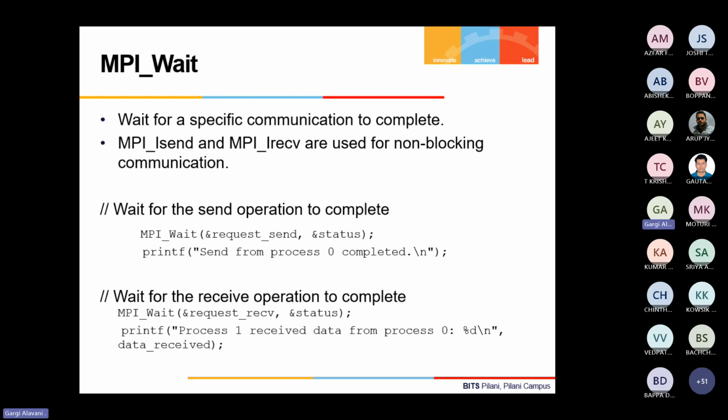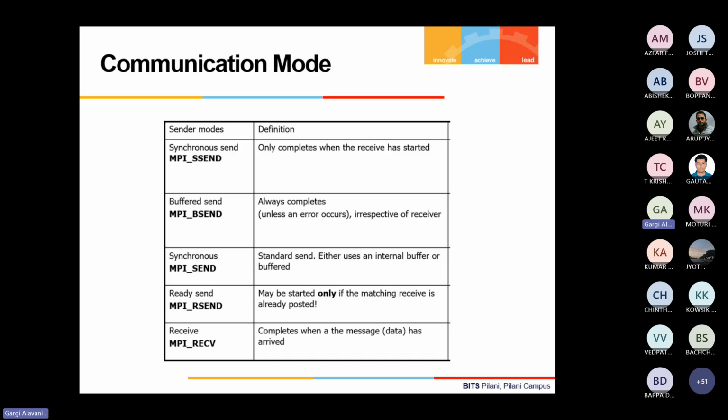So as I mentioned, wait is for a specific communication to complete, especially in MPI_Isend and MPI_Irecv, which are non-blocking communication. You need to check if it is done or not. You use MPI_Wait and provide the request send and the status, and once it is done, you can print "send from process 0 is complete" for a send operation. For a receive, again, you have to provide the request receive and status. Then it will say that process 1 received data from process 0, and stop.